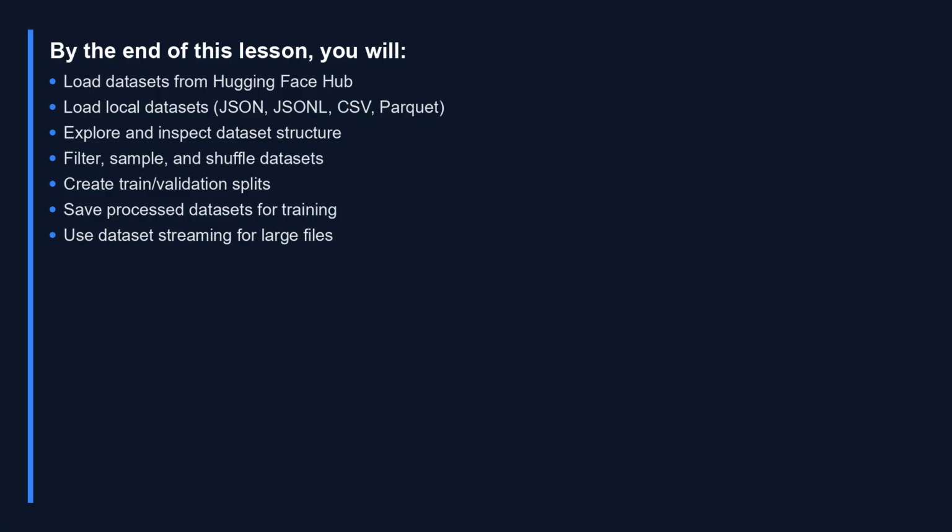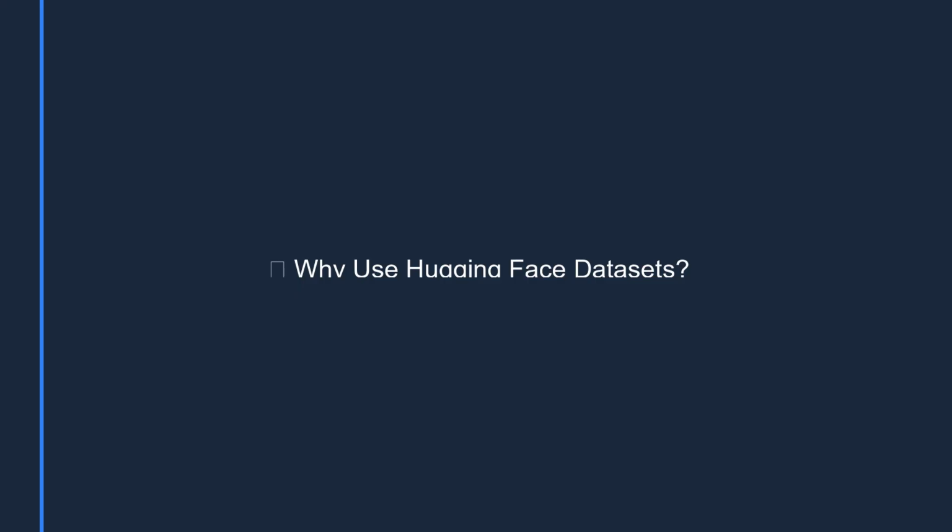Learning objectives. By the end of this lesson, you'll be able to load datasets directly from the Hugging Face hub, load local files in JSON, JSON-L, CSV, and Parquet formats, explore and inspect dataset structure, filter and sample records, create proper train and validation splits, save processed datasets for training, and use streaming to handle files that are larger than your available RAM.